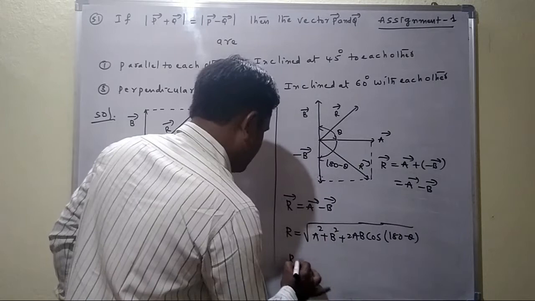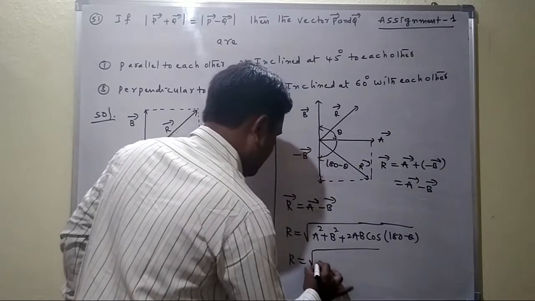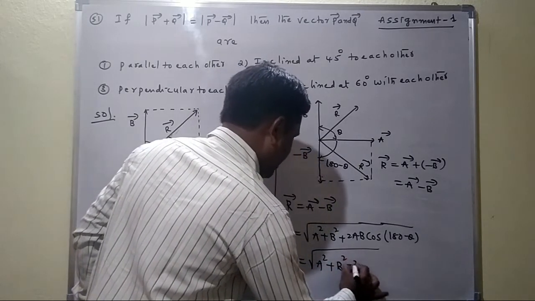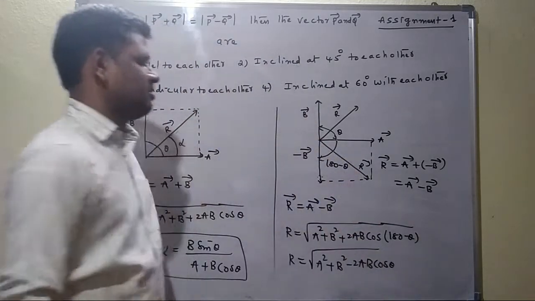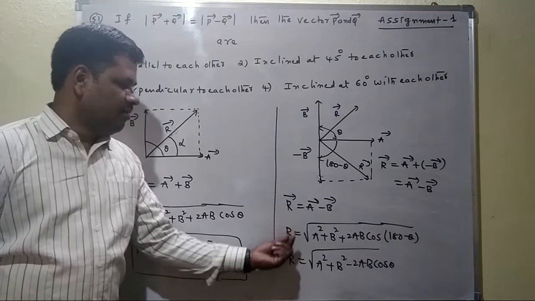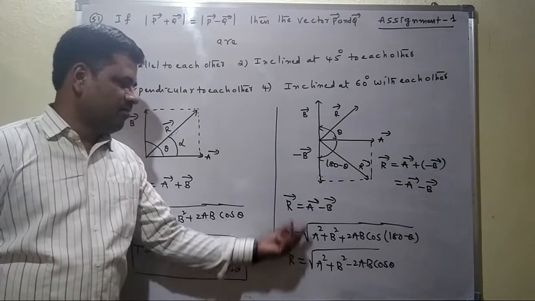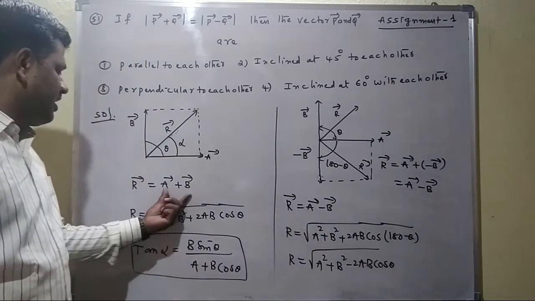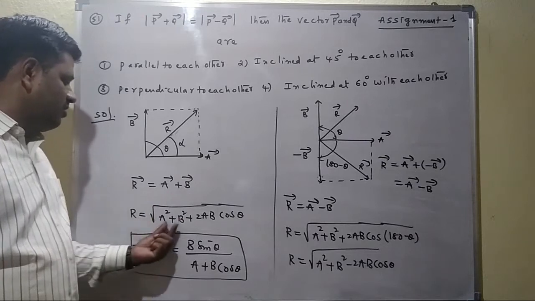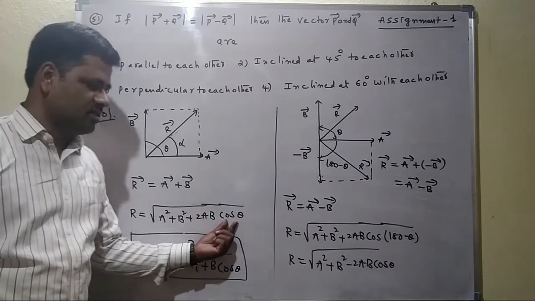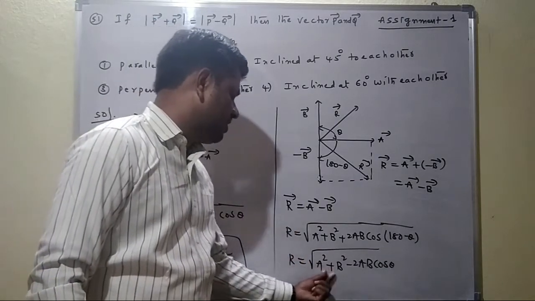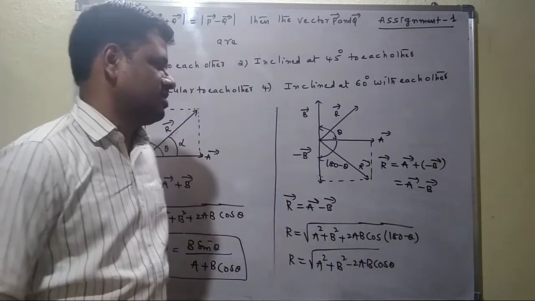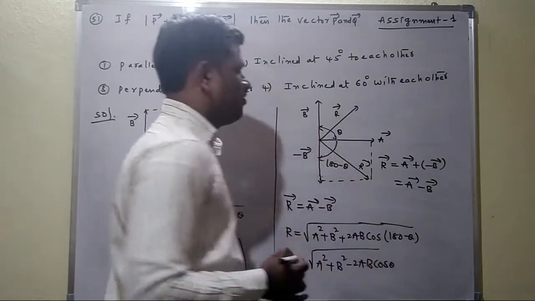So R is equal to what we are getting here, A square plus B square minus 2AB cos theta. Cos 180 minus theta is minus cos theta. This is the magnitude of the R bar when making the subtraction. When making the addition, R is equal to under root of A square plus B square plus 2AB cos theta. When making the subtraction, R is equal to under root of A square plus B square minus 2AB cos theta.